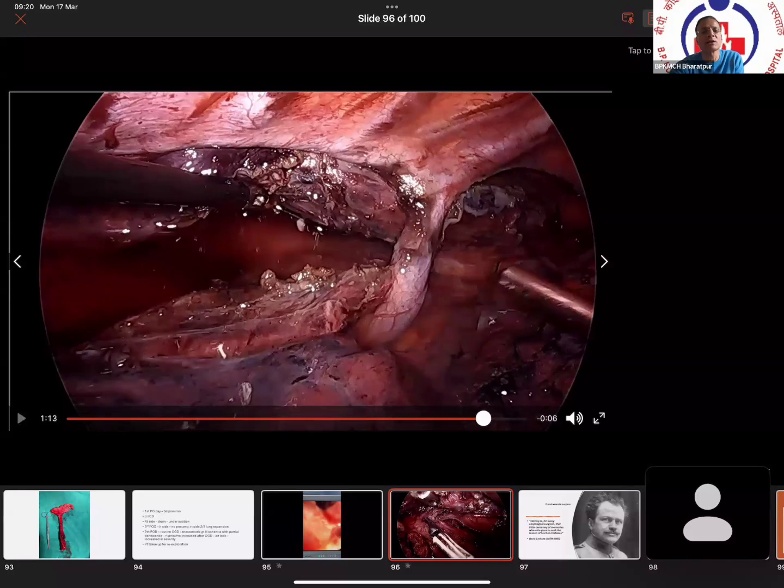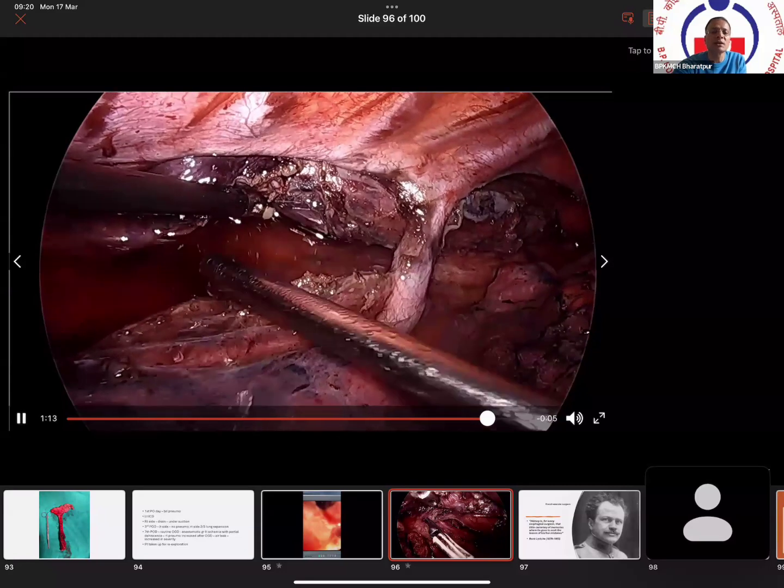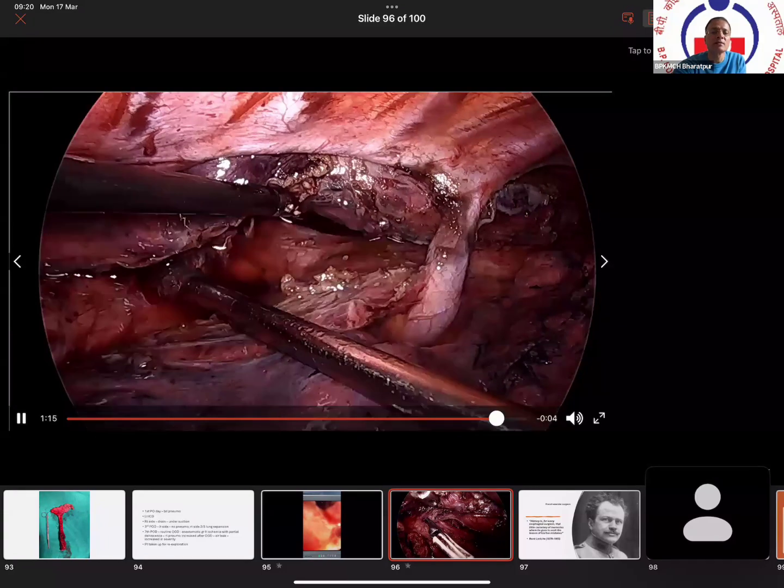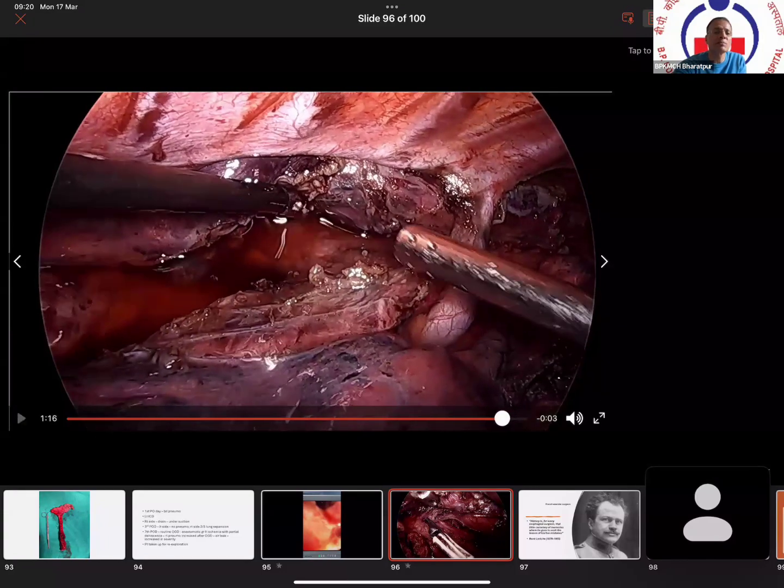After each surgery, our practice is to check for air leakage. So we pour water inside the chest cavity and check for air leakage. Then let's see, there are some bubbles coming from somewhere. You see, there are bubbles coming from there.